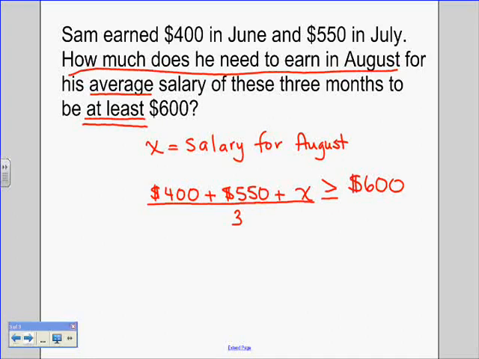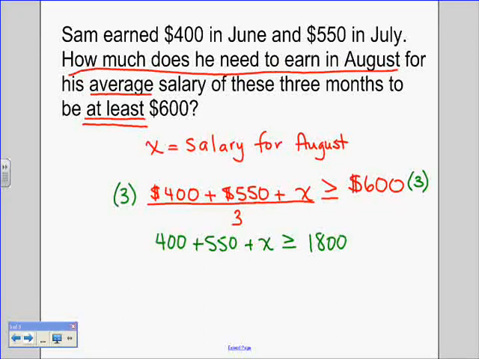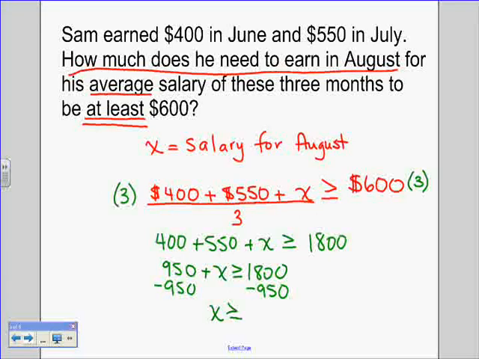So the first thing I'm going to do, I want to remove that denominator. So I'm going to do the opposite of division, which is multiplication. And it's going to leave my 400 plus 550 plus x. After that, I'm just going to combine my values on the left here so that I end up with 950 plus x greater than or equal to 1800. From there, I just need to subtract that 950 from both sides. So in the end, my value for x needs to be greater than or equal to $850.